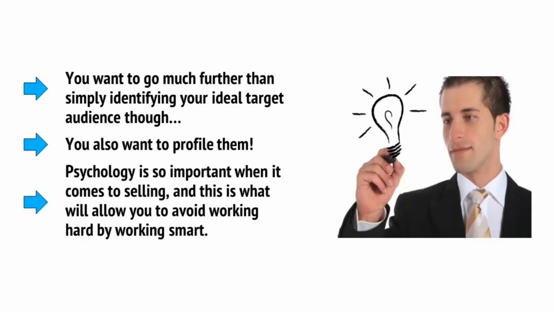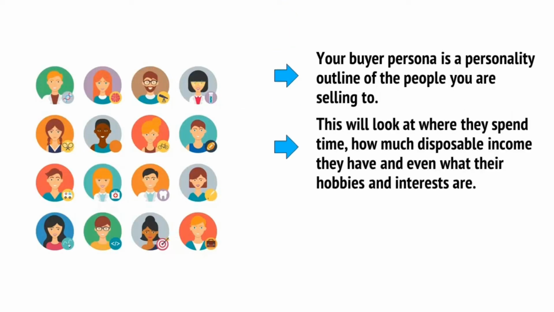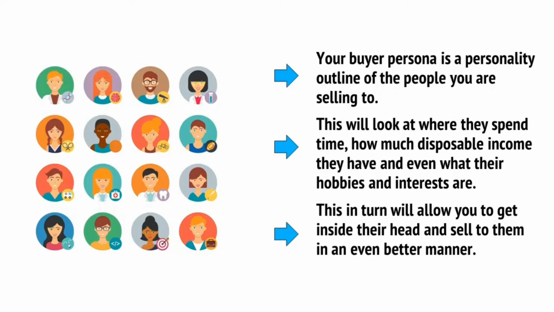Psychology is so important when it comes to selling, and this is what will allow you to avoid working hard by working smart. Your buyer persona is a personality outline of the people you're selling to. This will look at where they spend their time, how much disposable income they have, and even what their hobbies and interests are. This in turn will allow you to get inside their head and sell to them in an even better manner.